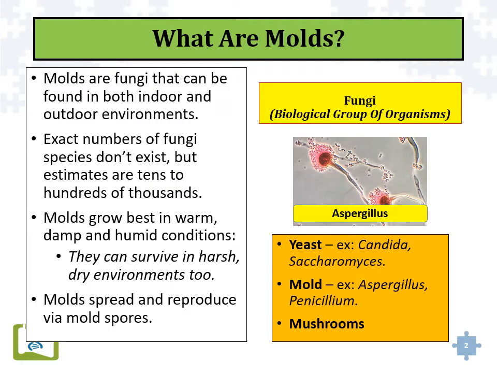So mold or molds are fungi, and these are things that grow both in indoor and outdoor environments. And it's really not known exactly how many species of fungi there are. I mean, it could be anywhere between tens to hundreds of thousands throughout the world. Now, most of them grow in warm, damp, and humid conditions, although certain fungi can grow in more harsh, dry environments, like the southwest part of the United States with coccidioidomycosis.